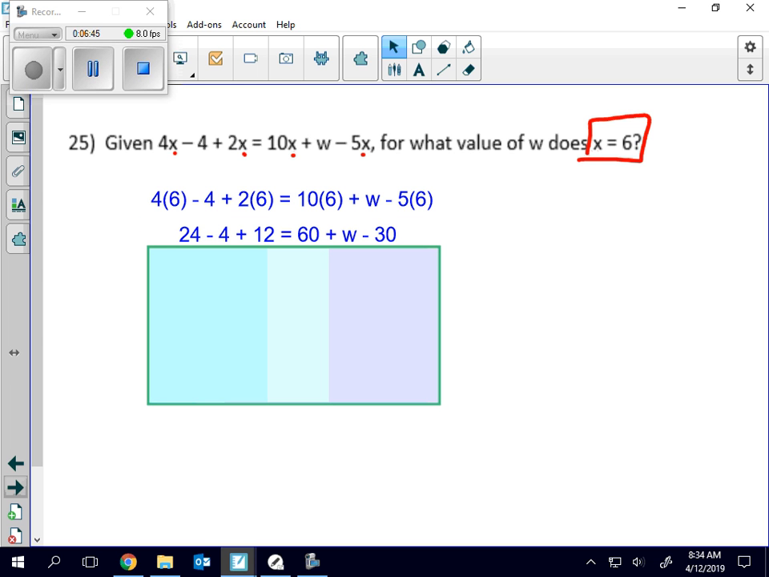2 times 6 is 12. 10 times 6 is 60. Bring down the w. And minus 5 times 6 is minus 30. And now we can add up our like terms.